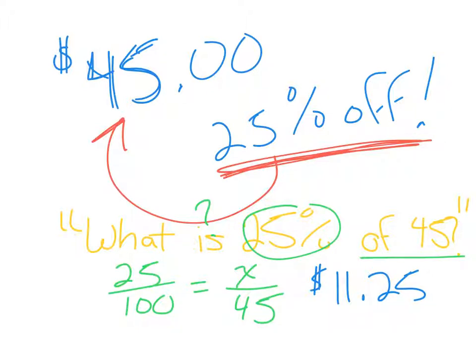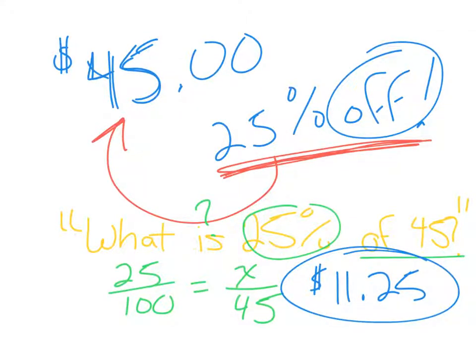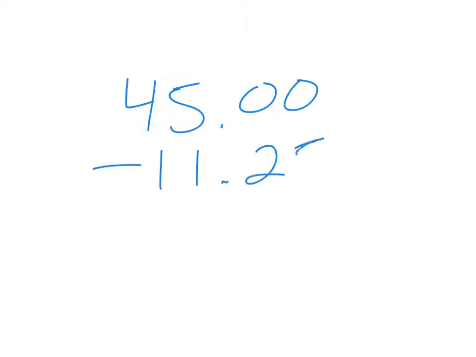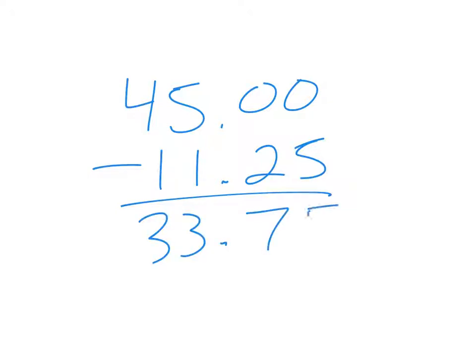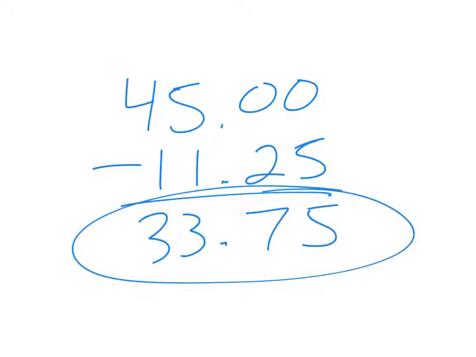Now that's not the end price that we're going to pay, that's the amount of the discount. That's how much we get to take off. Remember, it's 25% off, that's the key word. So the second step is to take our full price of $45 and subtract that discount, and then we'll see what we end up paying. So 45 minus 11.25 is going to be 33.75. So this is my end price.